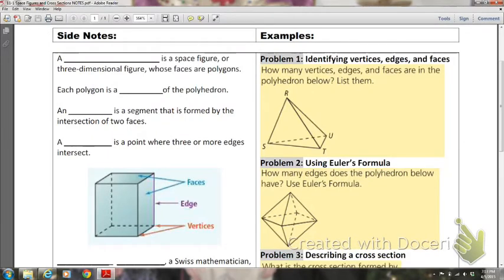In problem 1, it asks you how many vertices, edges, and faces are in the polyhedron below, and to list them. So let's look at the solid that they gave us. If we look at the points where the edges meet, so the points where any 3 edges meet are the vertices. There are 4 vertices in this, and they are point R, point S, point T, and point U. The edges are the segments where 2 faces meet. So we have 6 edges.